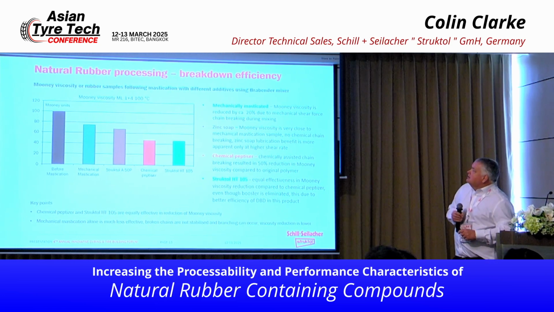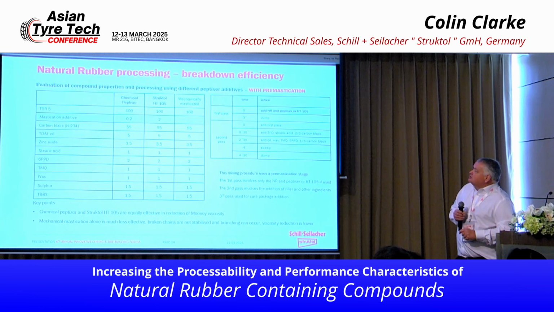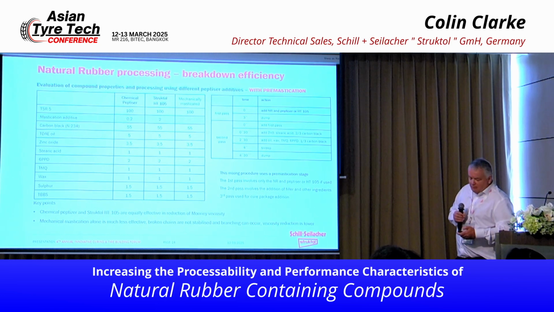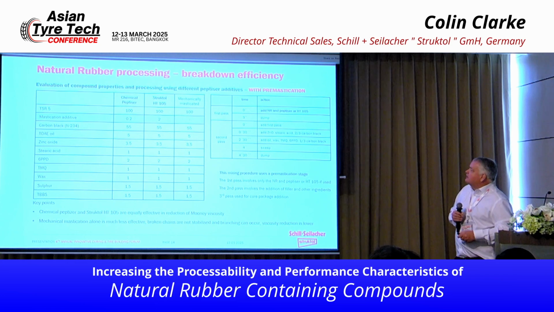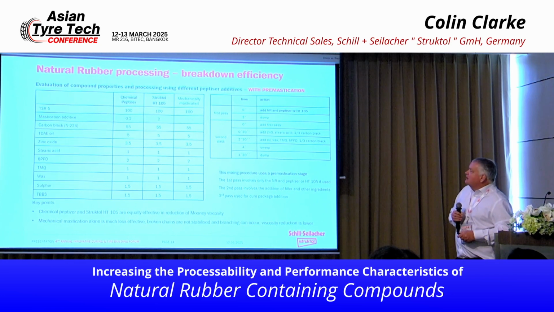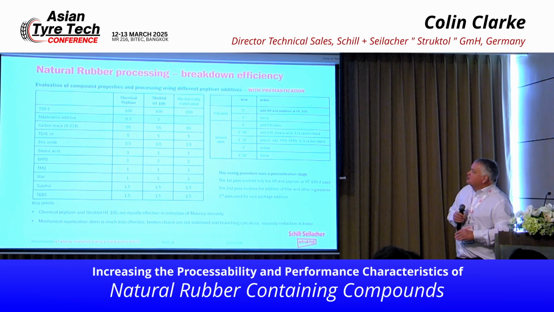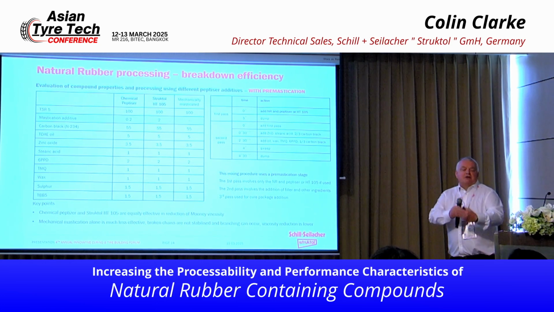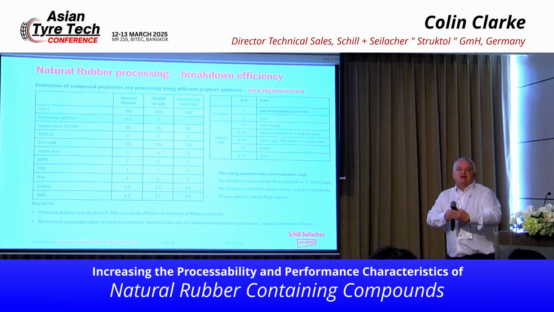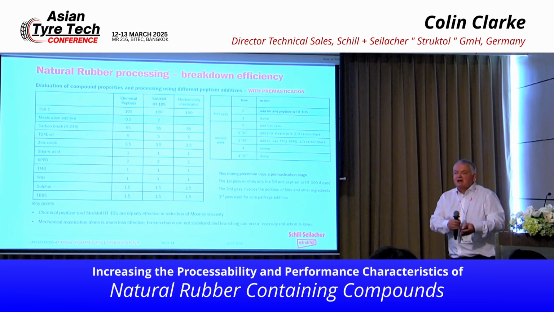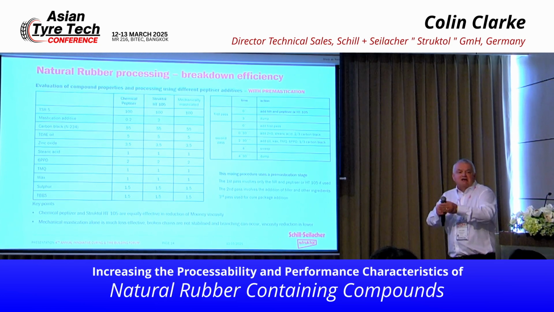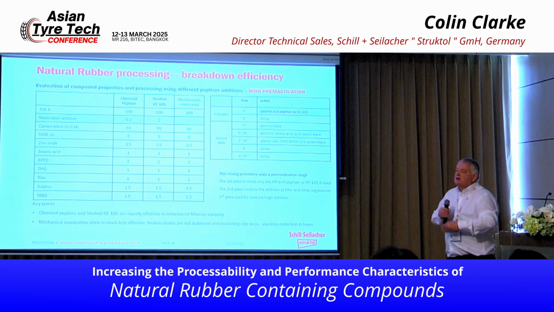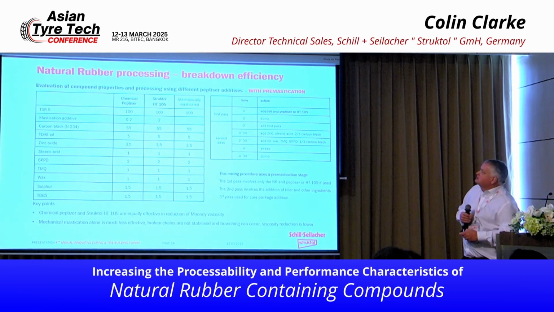So that's fine. But let's go now into a compound and see how that looks. A very simple compound: 100% natural rubber, a little bit of carbon black, small amount of oil, very standard cure system, semi-EV curing. And we'll do the pre-mastication. So we'll do the first stage mixing, rubber and peptizer, take it out, add the carbon black in the second stage, and finish the compound with the accelerators in the third stage.